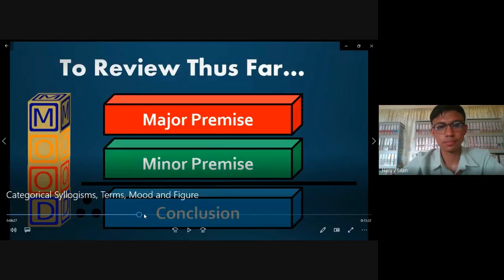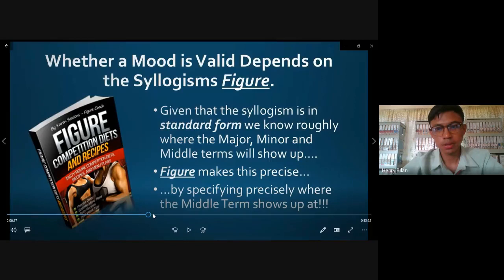So that is the mood, and then we go to the figure. If we talk about figure, we are talking about the placement, the location of the middle term. Nasaan ba yung middle term natin? That is figure, okay? If we talk about what type of propositions are there in our syllogism, we are talking about mood. But if you talk about the location of where the middle term is, that is figure. In the last activity that we had, I asked you to determine the figure and the mood, and then determine whether valid or invalid. Ganun lang siya kasimple. It's never complicated. So let's proceed with the placement of our terms. Middle term.